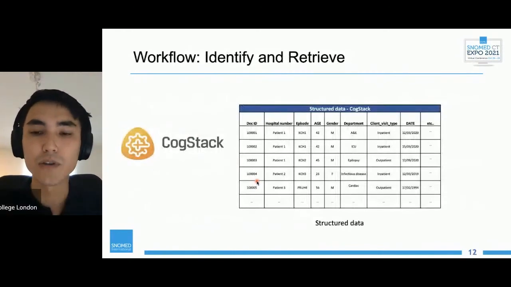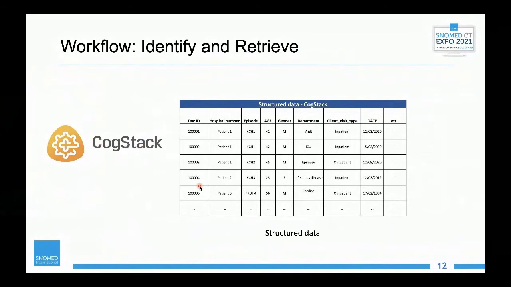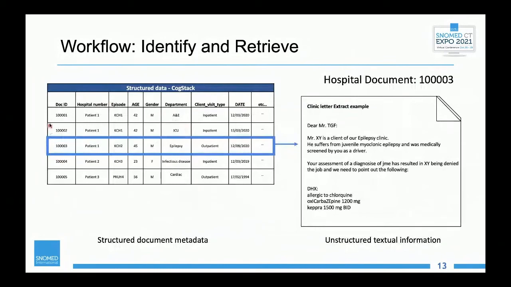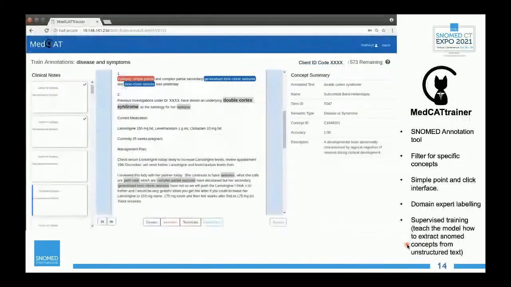Let me just go through the whole workflow, and then it will become a bit clearer. First of all, Cogstack is used to identify and retrieve all the documents across the whole trust. Cogstack retrieves each row represented as a single document, and each row has several structured fields with all the metadata of the document and other results, blood tests, etc. at that time. Each one is linked to a specific document, which is represented with this fake document that I've written on the right-hand side with the unstructured textual information.